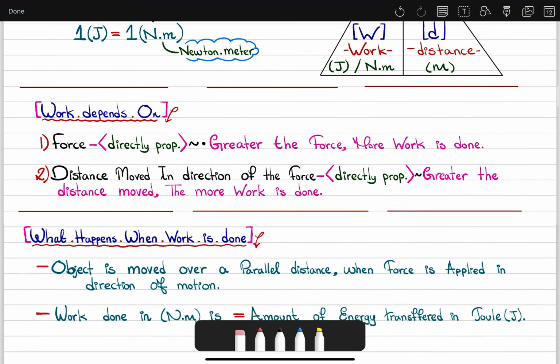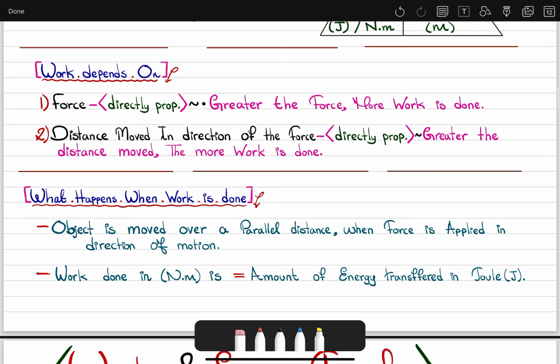Now, what does work depend on? Work depends on two factors, force and the distance moved in the direction of the force. Work is directly proportional to the force applied, because the greater the force, the more work is done. The distance moved in the direction of the force is also directly proportional. The more you push an object, the farther it goes. This means you have applied more work, because you have put more force to make it go farther.